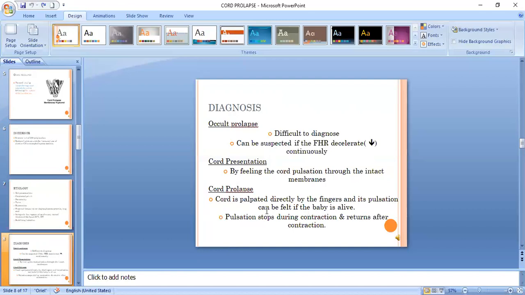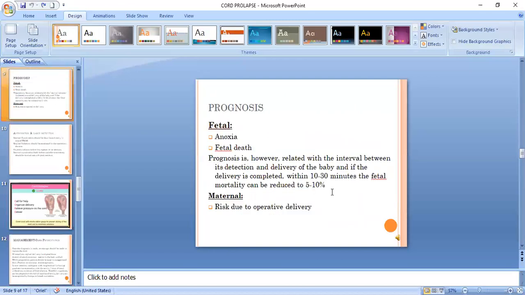Here directly we can feel the umbilical cord because the membrane is structured, and even in some cases it can be seen outside the vulva. No need to do any internal examination. At the vulva itself, we can see the cord has been prolapsed. Okay. So next, we'll see the prognosis.